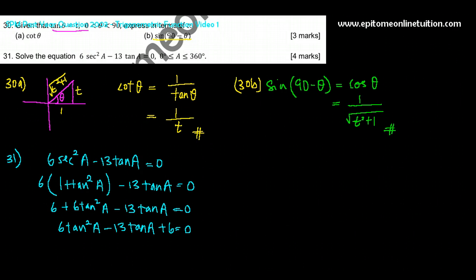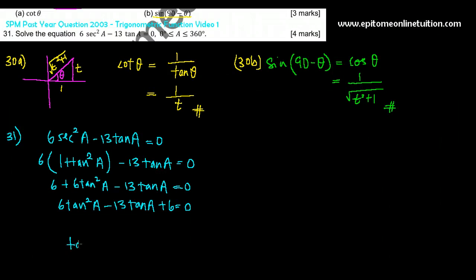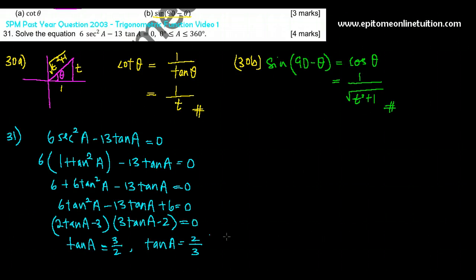So you will get tangent A. Now your calculator will give you x equals. So please, for goodness sake, don't write x equals. This is tangent A. Remember that, okay? So tangent A is 3 over 2, and another tangent A is 2 over 3. So be very careful here. It's 2 tangent A minus 3, and that's 3 tan A minus 2 equals to 0.